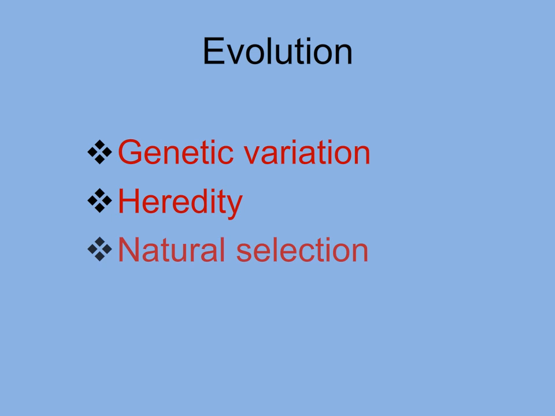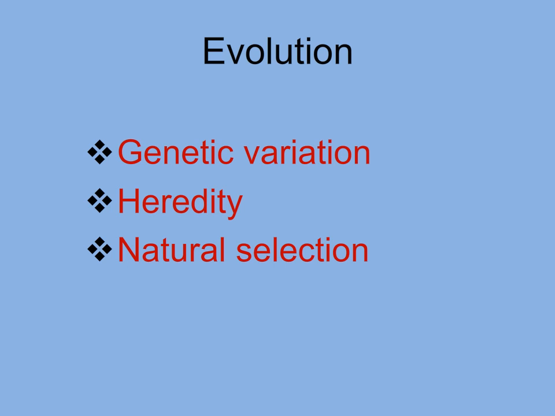Darwin made many observations that led to this realization of the process of evolution. The first, all populations contain variation on a genetic level. The second, offspring inherit characteristics from their parents. And the third, organisms with the most appropriate characteristics for their environment will leave the most offspring. This is the mechanism of natural selection.